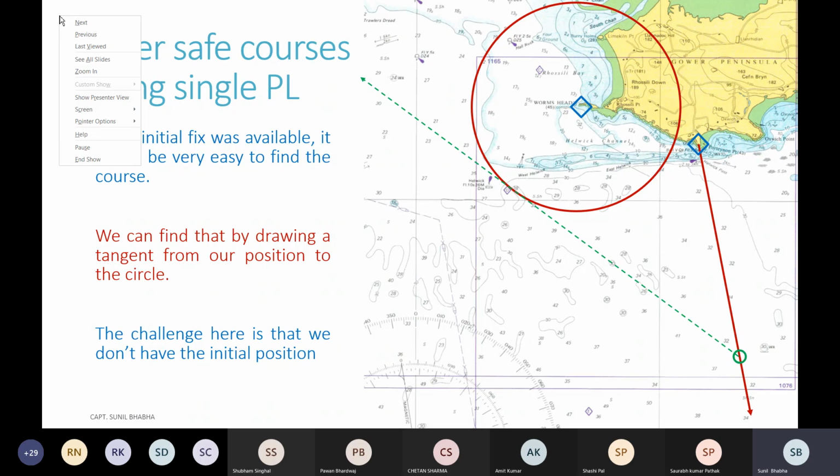Beta, I hope you have understood the question which we have here. Does anybody have a solution come to mind? How can we draw safe courses? Sir, take any position on this PL, apply the current on that position. Is it? Okay. And then after that, draw your tangent.